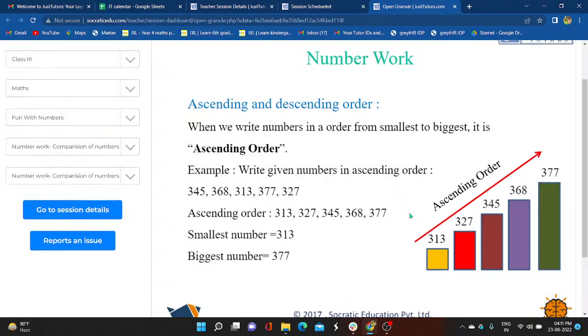So we have an example over here. You can see these stairs. We have first 313, which is the smallest one. Then we have 327, then 345, 368 and 377. So they are going in an increasing order, in an ascending order.